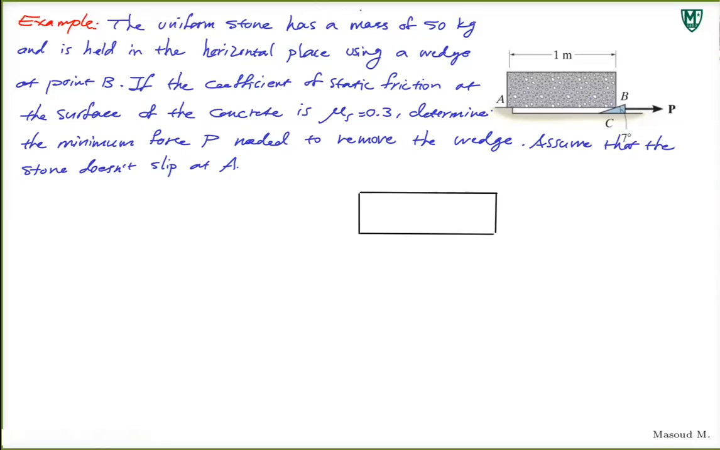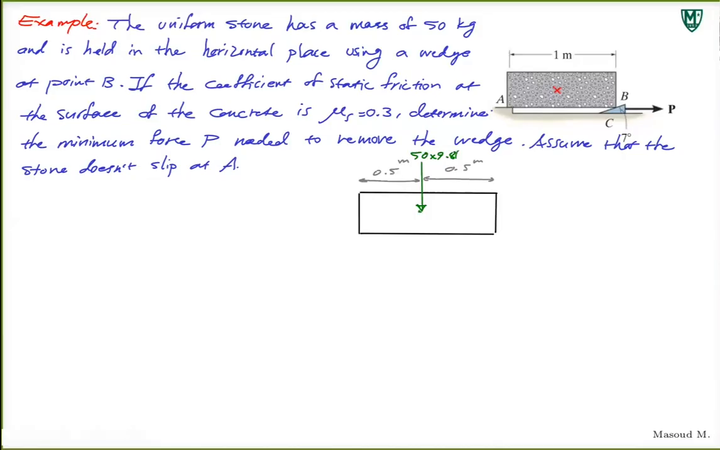Let's see what we have. Well, the weight of the stone is 50 kilograms. It says it's uniform, meaning that the center of gravity is exactly in the center here, so I can just put the weight there. That means this is 0.5 meter and this is also 0.5 meter. This is 50 kilograms, so the weight is 50 times 9.81.